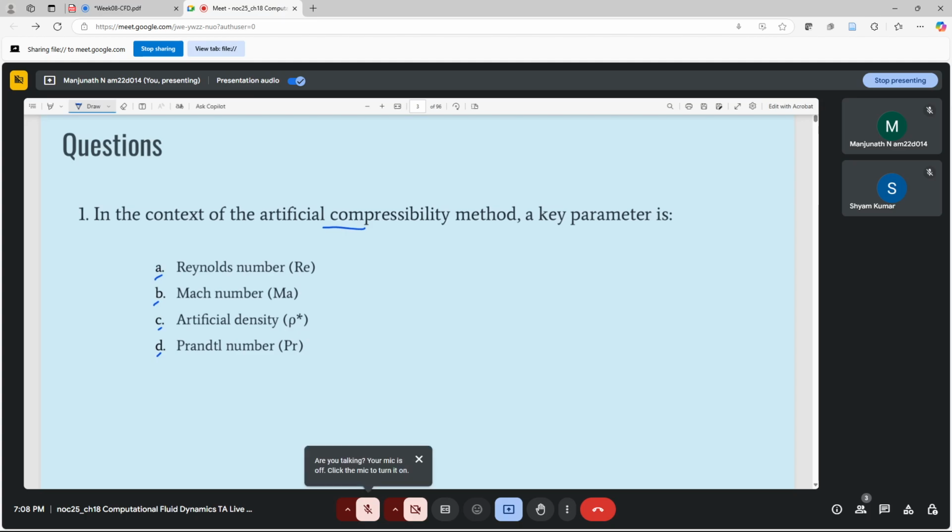The question is, in the context of artificial compressibility method, which among the following is a key parameter? Options are option A, Reynolds number, option B, Mach number, option C, artificial density, option D, Prandtl number. Please inbox your answers.